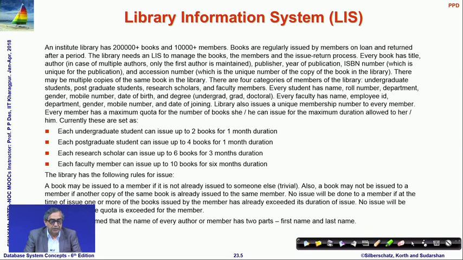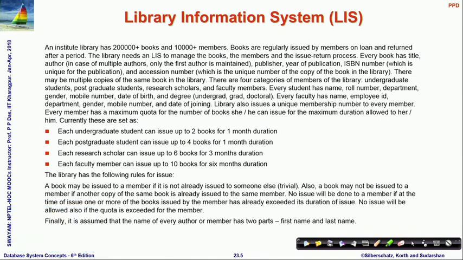We are talking about an institute library that has over 2 lakh books and over 10,000 members who can regularly issue the books on loan and return them on the expiry of the period or before that. The library needs a library information system to manage the books, the members, as well as the issue return process. We are just looking into these aspects, not the procurement of books and organization of the books and so on. Now, what is given?